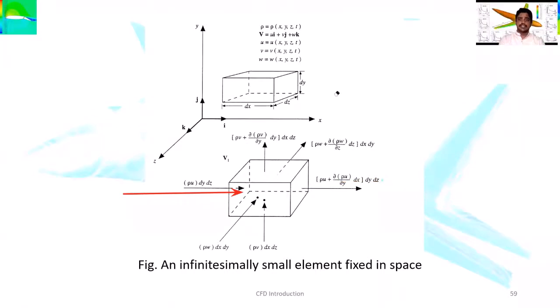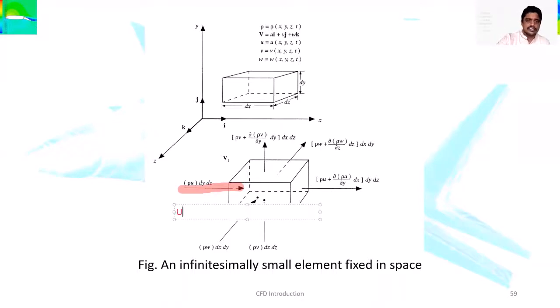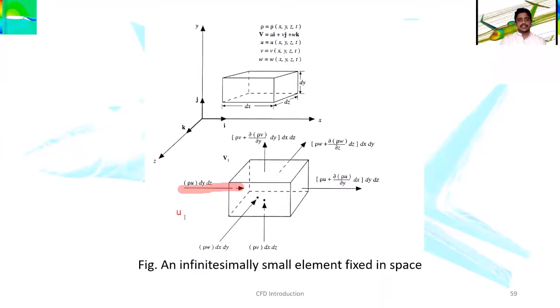When the fluid has entered from one direction and is leaving out from the other direction, what is the change we are supposed to notice? As we are considering it directionally, the direction in which the velocity is moving is along the u direction. The velocity along the x direction we have represented with u, along the y direction with v, and along the z direction with w.